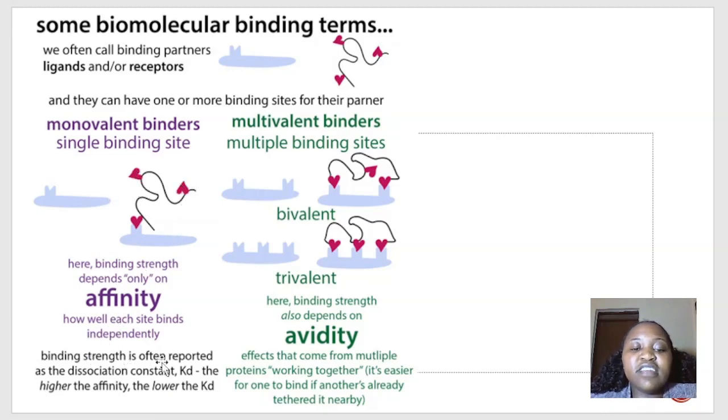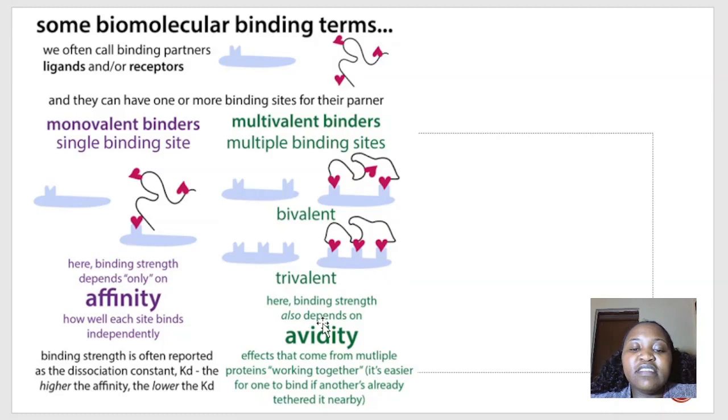So the binding strength is often reported as the dissociation constant. Remember, we said that this binding is reversible. So the dissociation constant, KD: the higher the affinity, meaning the more tightly they bind, the lower the dissociation constant. Now, when we have multivalent binders, meaning that we have ligands that are binding to receptors at more than one site, we could have it being bivalent, trivalent, etc.